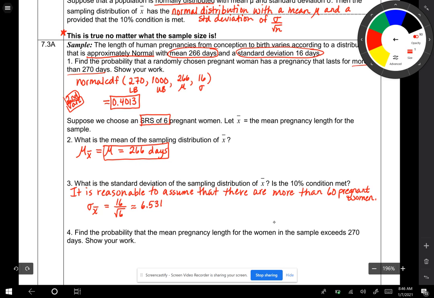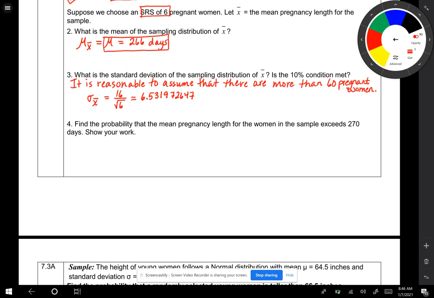Find the probability that the mean pregnancy length for the women in the sample exceeds 270 days. So again, the question is very similar to number 1, but this time it's asking us in the sample. So you've got to really be careful when you're reading these questions, so you're putting in the right standard deviation.